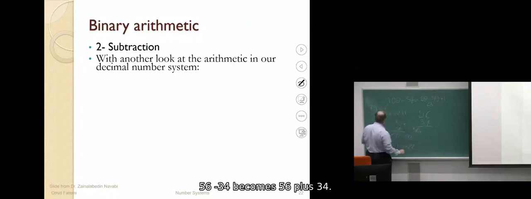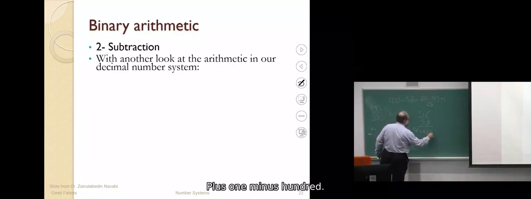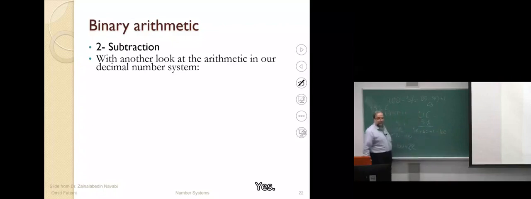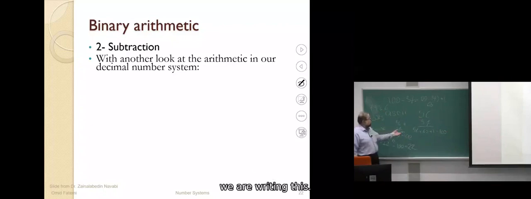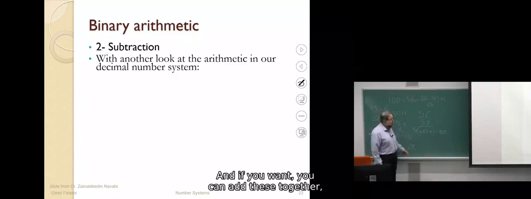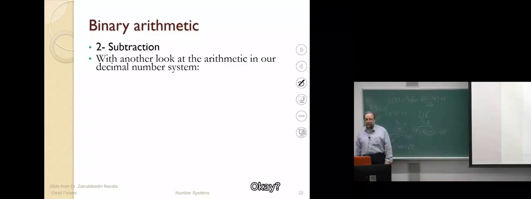56 plus 34, complementing 34 is 65, plus 1 minus 100. Yes? Do you agree? So instead of subtracting 56 minus 34, we are writing this. And if you want, you can add this together: 56 plus 66 minus 100.